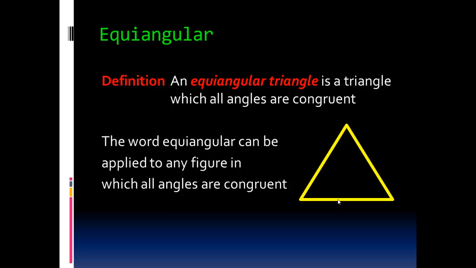An equiangular triangle is a triangle in which all angles are congruent. And you might be saying to yourself, well, if all their angles are congruent, doesn't that mean that all their sides are congruent? So can't I just call them the same thing? Yes, actually you can, but only with triangles. The word equiangular can be applied to any figure in which all angles are congruent. You can have a figure that has equal angles, but does not have equal sides. So again, that's something that we're going to be getting into later, but equiangular and equilateral, when used with triangles, are pretty much saying the same thing, but other figures may not necessarily be true. So just be aware of that.